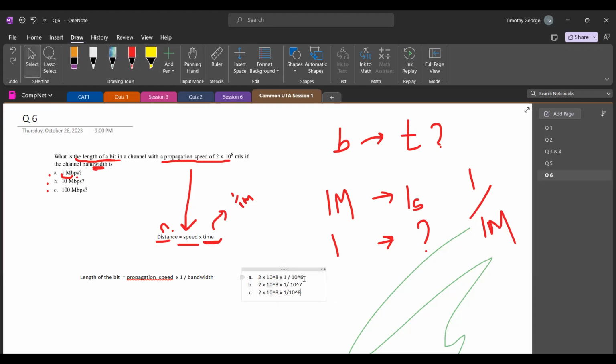You would have to simplify this, and it's actually easy to simplify. So this 10 to the power 6, you would cancel it with the 10 to the power 8, and you would get 200. Yeah, 200. This would be 20. This would be just 2. 2 what? Our unit here was meter per second. So it's going to be 200 meters, 20 meters, 2 meters.